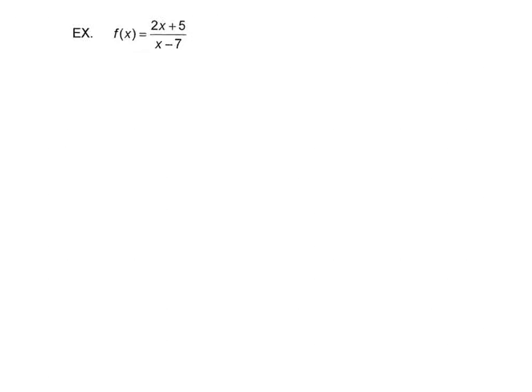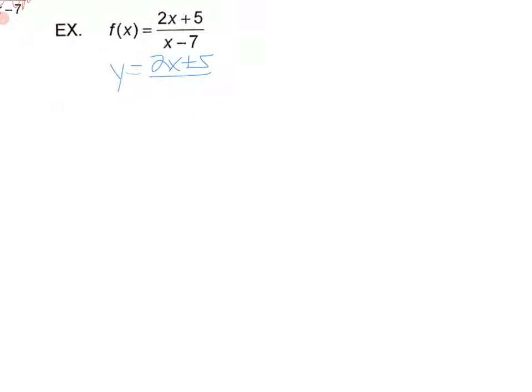This example is a bit more difficult. Same instructions, so we have y equals 2x plus 5 over x minus 7. And the first step is to switch the x and the y. So x equals 2y plus 5 over y minus 7. Now this problem is much more difficult because of the two y's. The process used for this problem is a process that comes up in specific type of calculus problems.